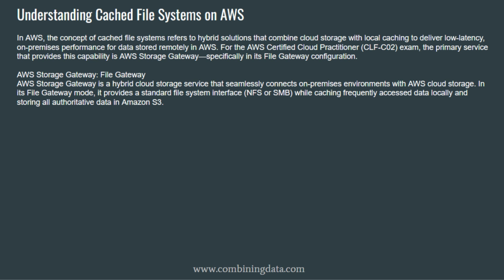When we talk about cached file systems in AWS, we are really talking about hybrid storage, solutions that bridge on-premises environments with the AWS cloud while still delivering fast, local performance. This concept is important for the cloud practitioner exam because it solves a very specific problem: how to keep data in AWS while allowing on-premises applications to access it quickly as if it were local. In AWS, the primary service that provides cached file system functionality is AWS Storage Gateway, specifically File Gateway.